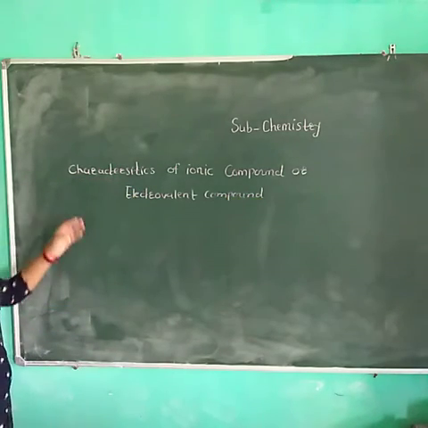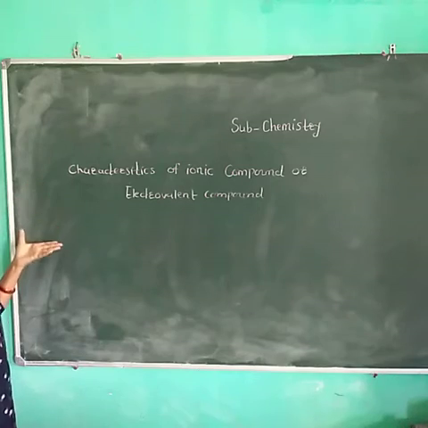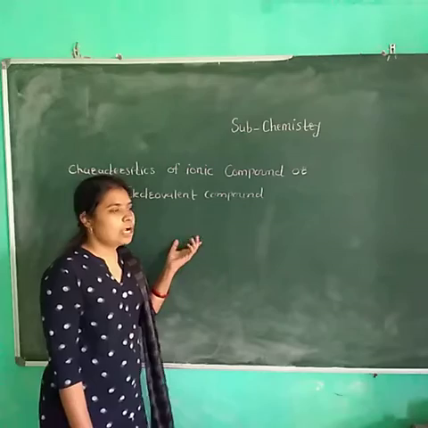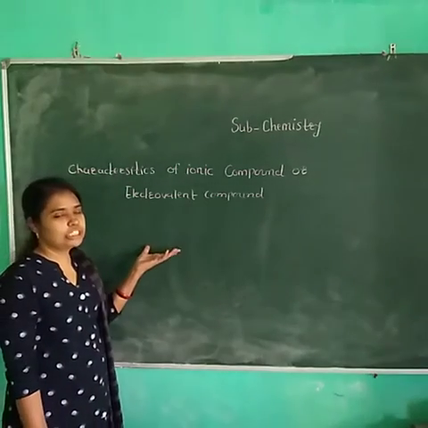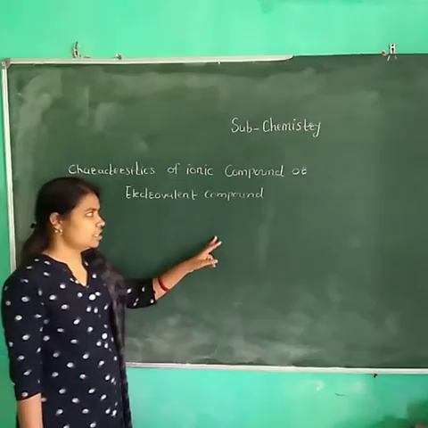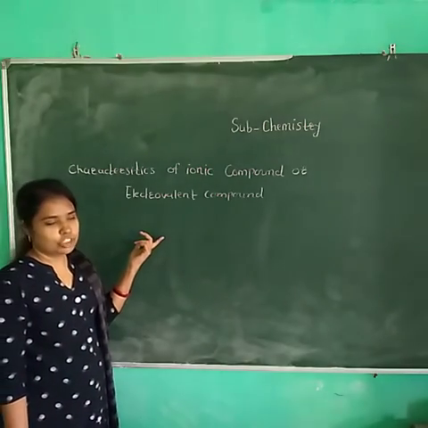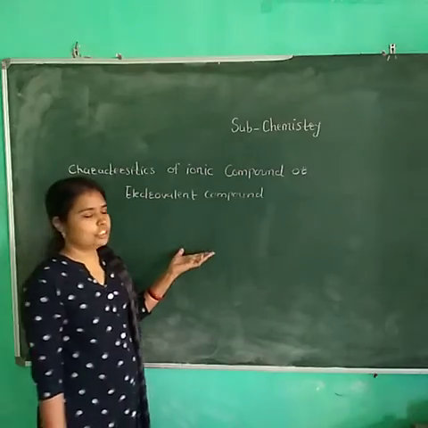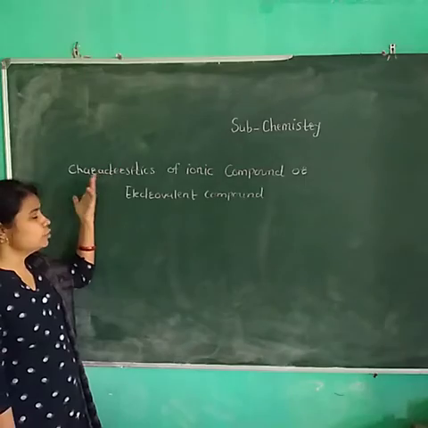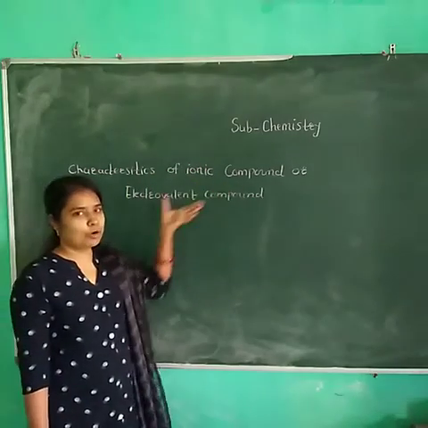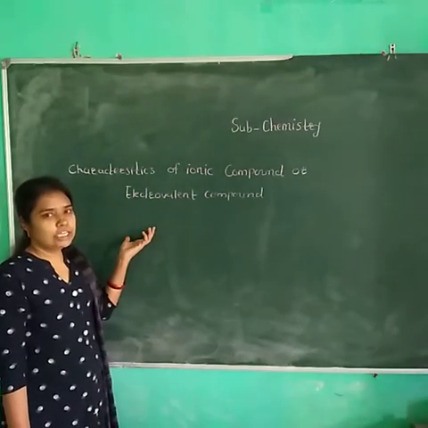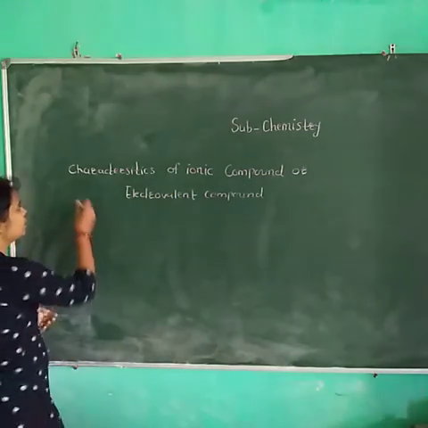In the previous lecture we already covered the different types of bond: the ionic bond, covalent bond and coordinate bond. So what is meant by ionic bond? It is the force of attraction between opposite charges, where one species is a cation, positively charged, and the other species is an anion, negatively charged. This is the main definition of the ionic bond. Today's new topic is the characteristics of the ionic compound, also called the electrovalent compound. Ionic bond is also called the electrovalent bond.